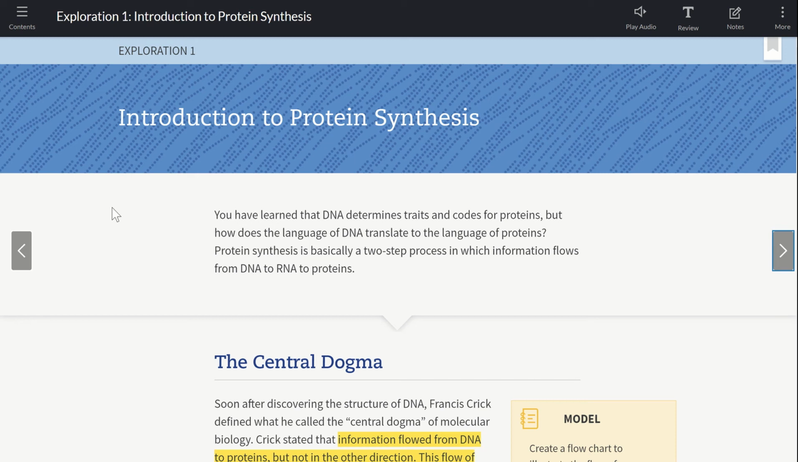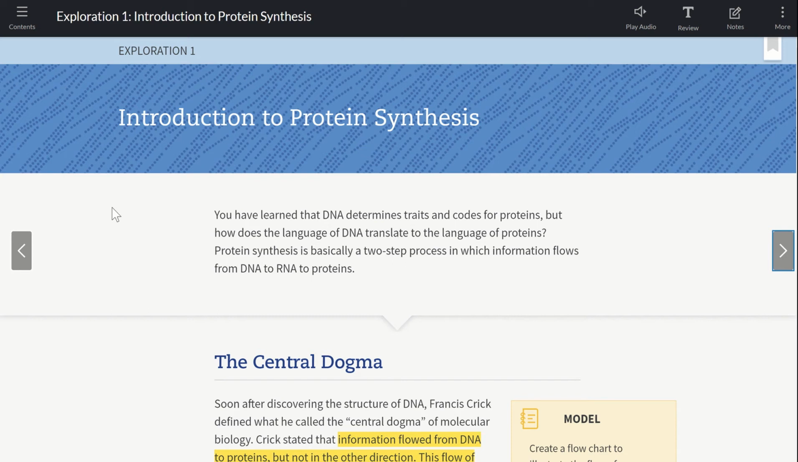Hey everybody, welcome back. Let's take a look at Unit 6, Lesson 2, Exploration 1. This is the second lesson in Unit 6, and where we looked at the structure and function of DNA in Lesson 1. In Lesson 2, we're going to focus on this idea of what's called protein synthesis. How do we actually use the information that's found in DNA to create, in this case, proteins?